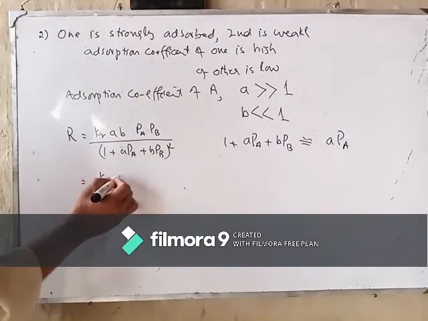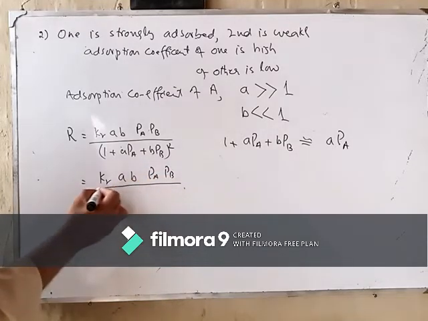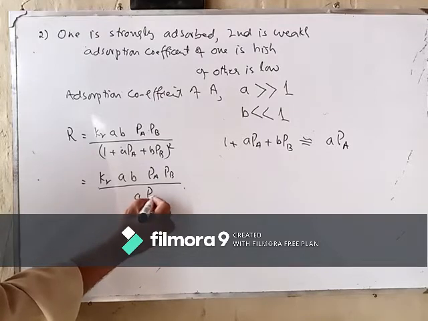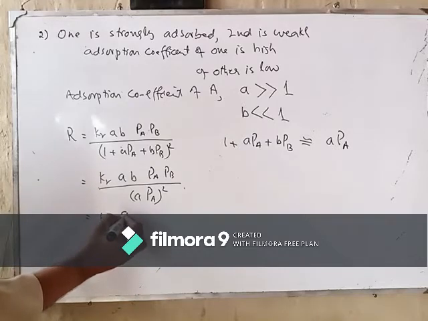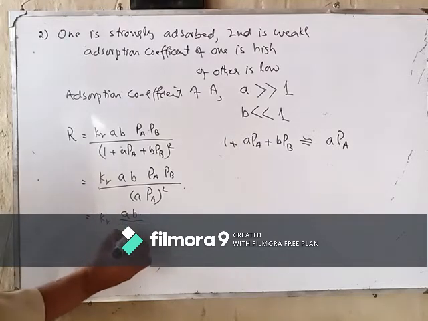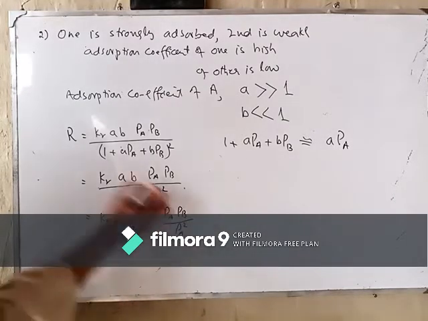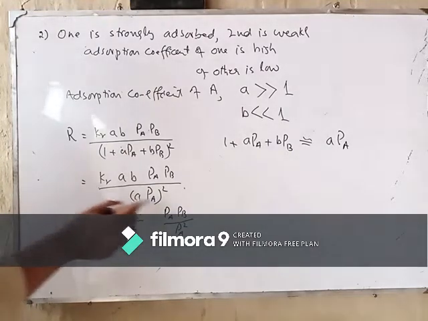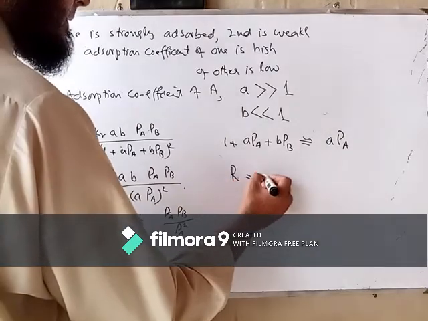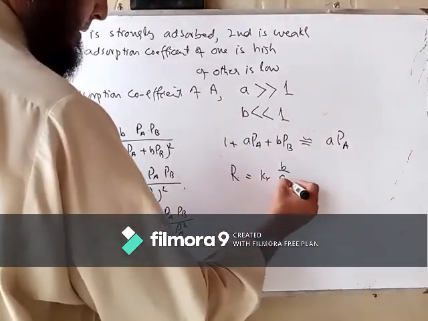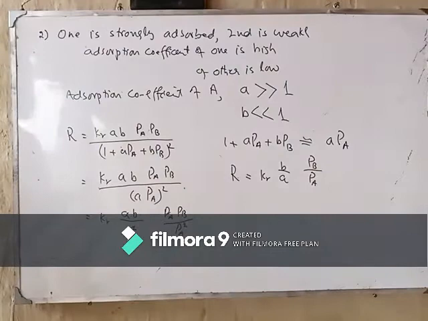So this is k_r K_A K_B P_A P_B divided by K_A squared P_A squared. Then one K_A cancels and one P_A cancels. So rate becomes k_r K_B P_B over K_A P_A. So this is first order.